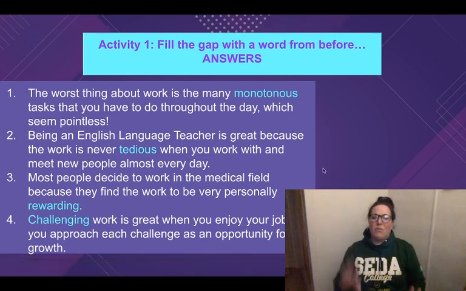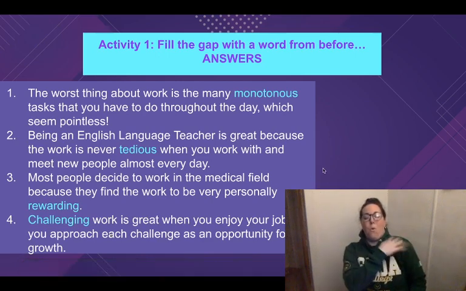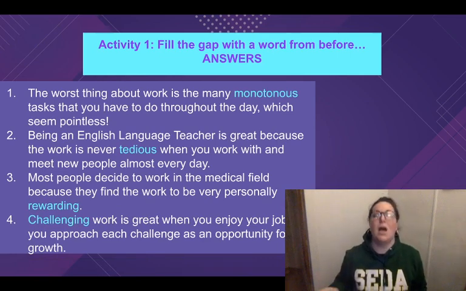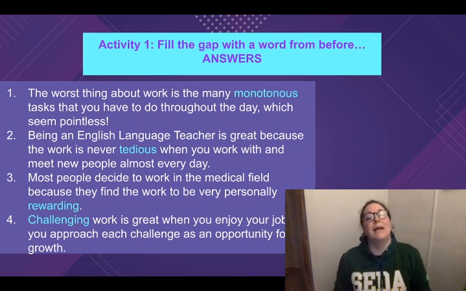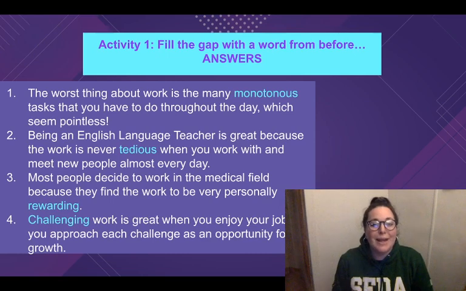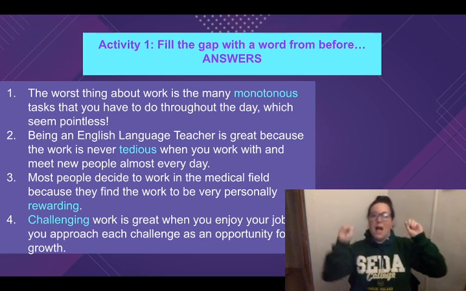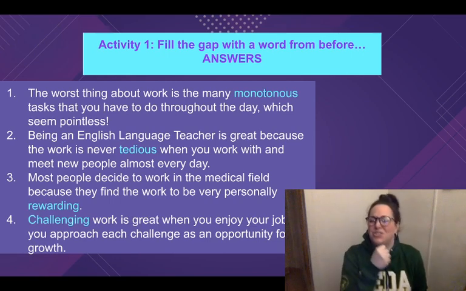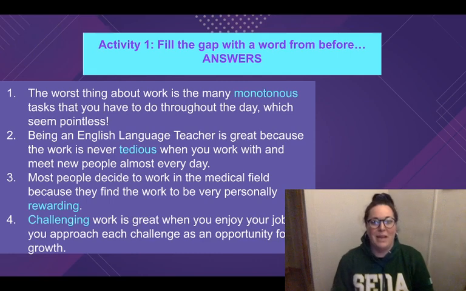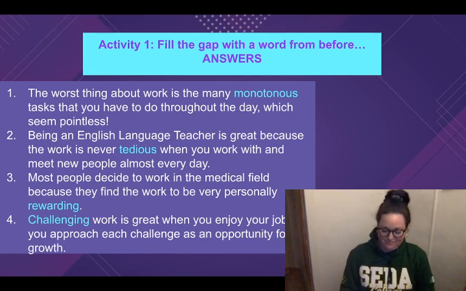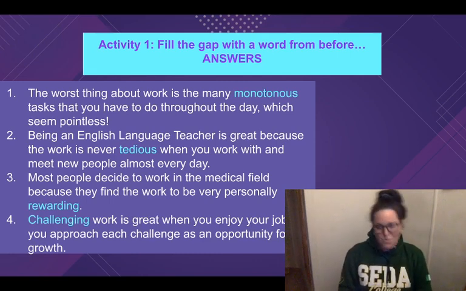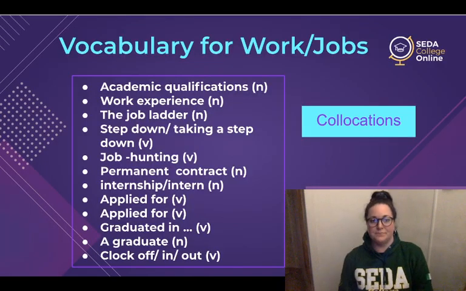Guys, if you got all 4 of these correct, wow, you're amazing. But if you didn't get all 4 of them correct, guess what? You're still amazing. Still amazing because you tried and you didn't give up. Always try, okay? Always try your best. All right, let's move on.